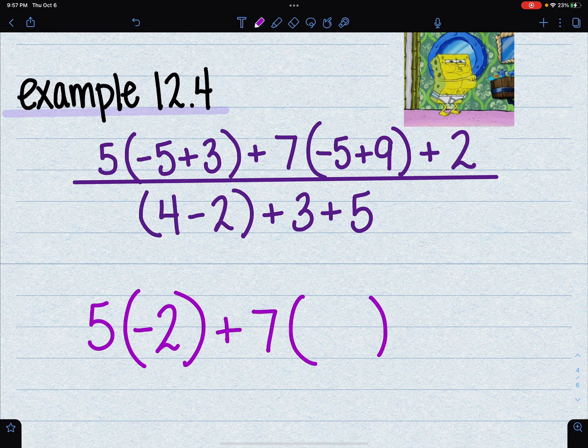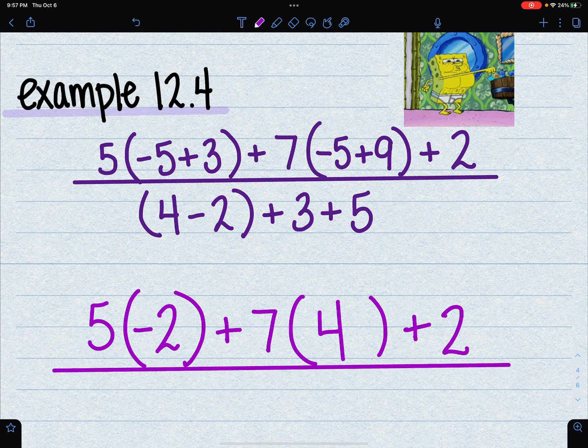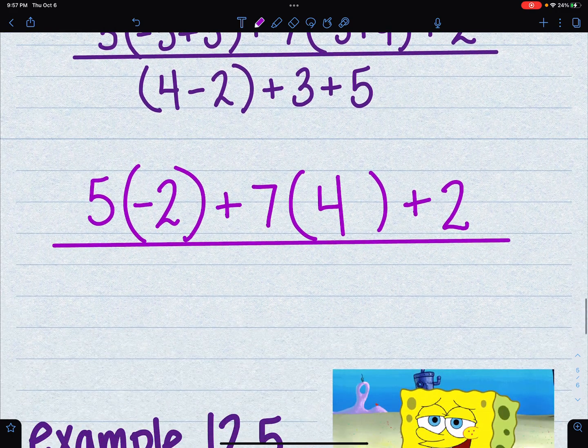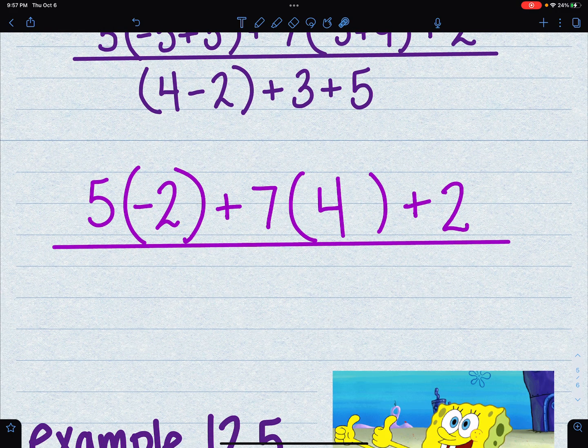Okay, what goes in the next parentheses? Negative 5 plus 9. That's the same as 9 minus 5, right? So that's going to be a positive 4. Okay. And then I'm just bringing this on down because I'm not doing anything to it for now. Then I'm going to bring down that big old line. Let's look at the denominator because we're going to do that separately.